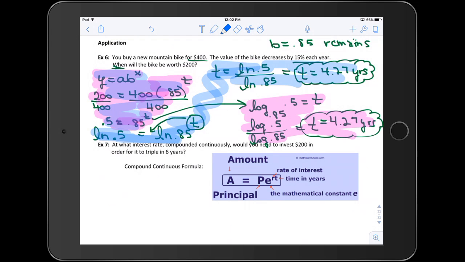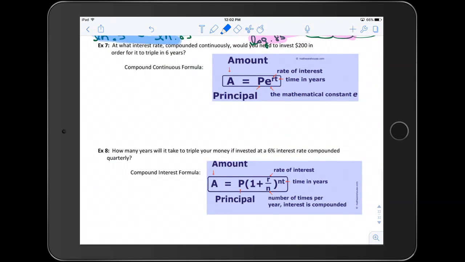Okay, so with that said, coming down here, it says example 7. At what interest rate, compounded continuously, would you need to invest $200 in order for it to triple in 6 years? So what we want to know is, in 6 years, I want my money to go from $200 to $600. So I need to know the interest rate.